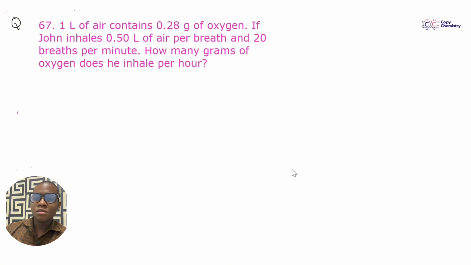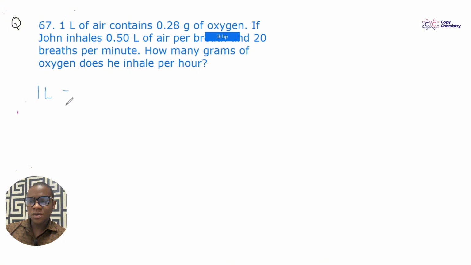You have to break it down stepwise. Try to look for relationships and then you develop conversion factors from there. Let me show you how. Let us look at the relationships here. We have 1 liter of air contains 0.28 grams of oxygen, right? That's the first thing I'll be writing.